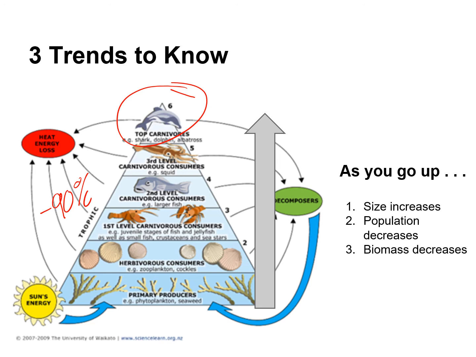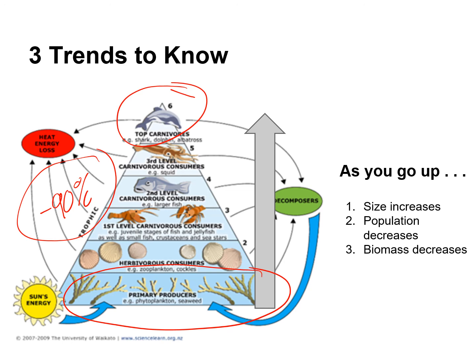Now the last one's a little tricky, because that's what's called biomass. And that doesn't mean the mass of a single animal, a single species. That means the mass of every single one of them. So if we take the mass of all of the phytoplankton across the entire world and compare it to the mass of the dolphins across the entire world, the mass of the phytoplankton at the bottom would, by orders of magnitude, be greater than the mass of the dolphins or the sharks or the albatross. And it's all because of that 90% energy loss as we go up the pyramid.